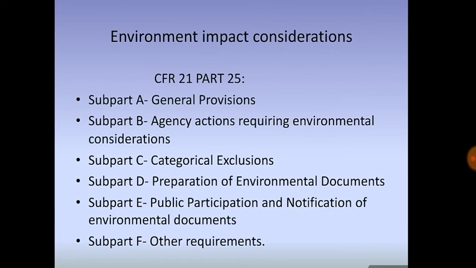Environment Impact Considerations. This is how the environment gets affected by our drug. CFR 21 Part 25. Subpart A General Provisions. Subpart B Agency Actions Requiring Environmental Considerations. Subpart C Categorical Exclusions. Subpart D Preparation of Environmental Documents. Subpart E Public Participation and Notification of Environmental Documents. Subpart F Other Requirements.